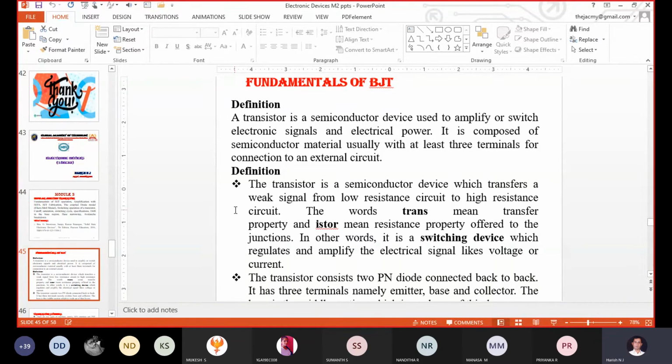Don't read out the definition I have displayed in the slide. Whatever information you are aware of about the BJT, just tell me. What is the bipolar junction transistor definition? What is the definition of a PN junction diode? A PN junction diode is a two-terminal, unidirectional device. One is P type, the other is N type. The P type we call the anode, the N type we call the cathode. So the same way we have to write a definition for the bipolar junction transistor also.